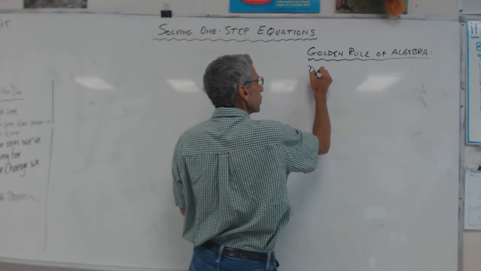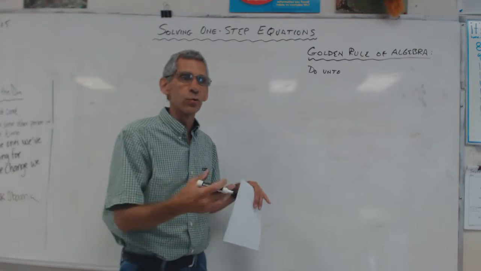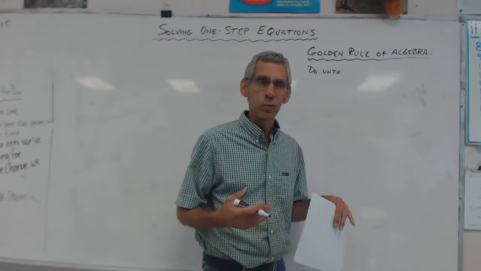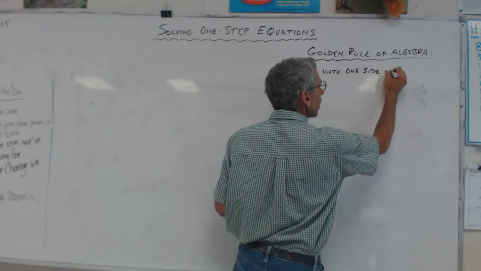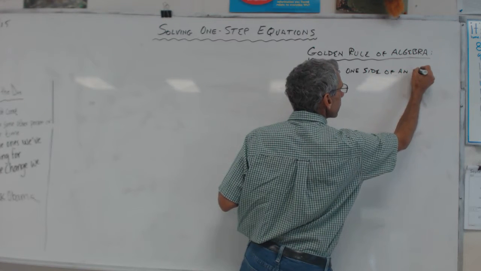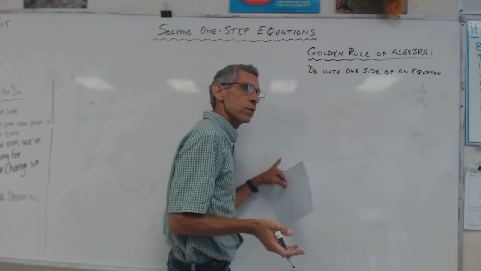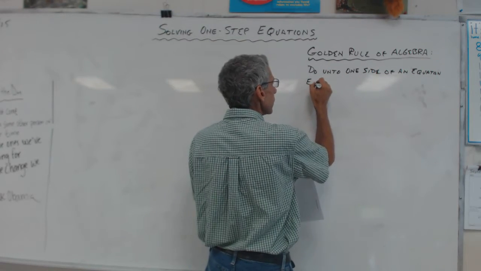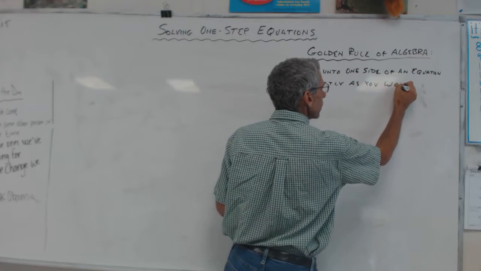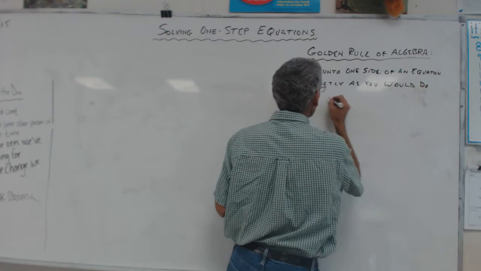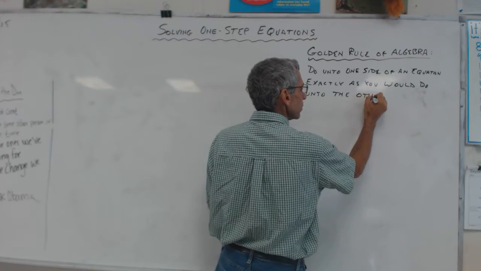Do unto one side of the equation exactly as you would do unto the other. It's written in sort of biblical language, like the golden rule, do unto others as you would have them do unto you. Do unto one side of an equation exactly as you would do unto the other. Very deep.